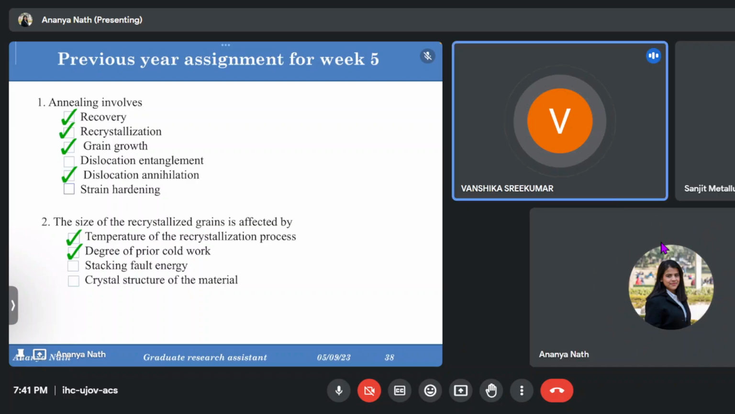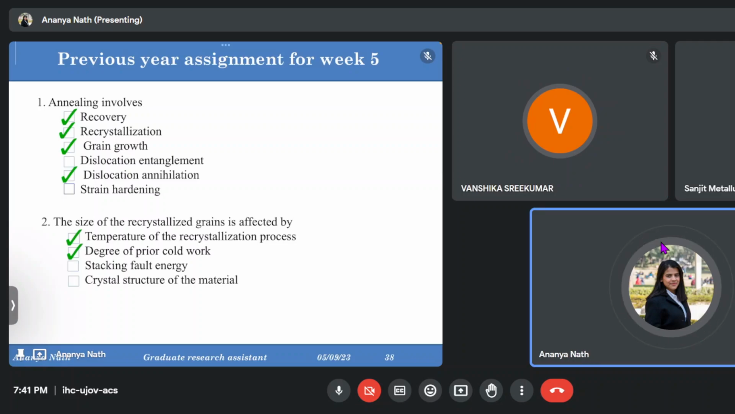Yeah, ma'am, understood. So yes, stacking fault energy is an important parameter, but not in every case. Like degree of prior cold working is important, temperature of recrystallization is important, but stacking fault energy, if it is there, good; if it is not there, that is also fine.